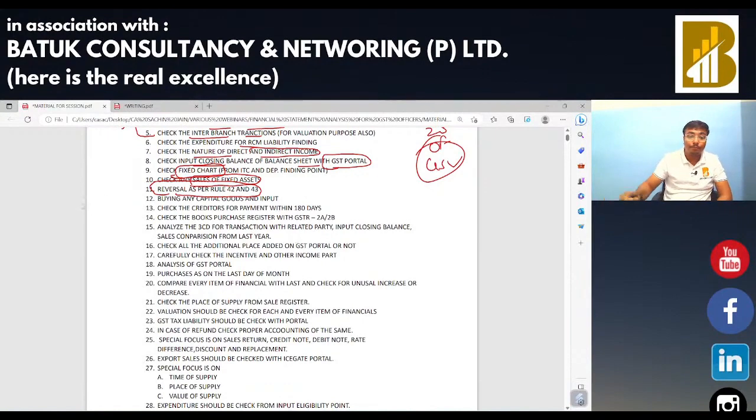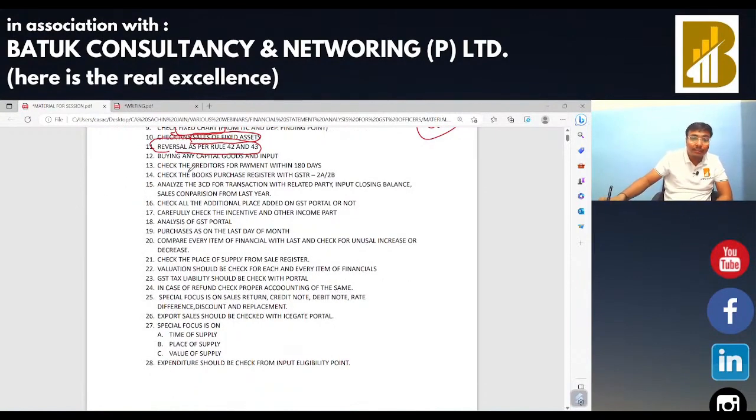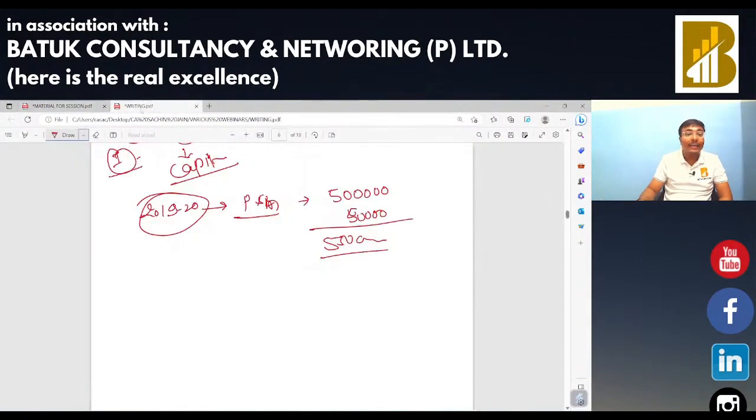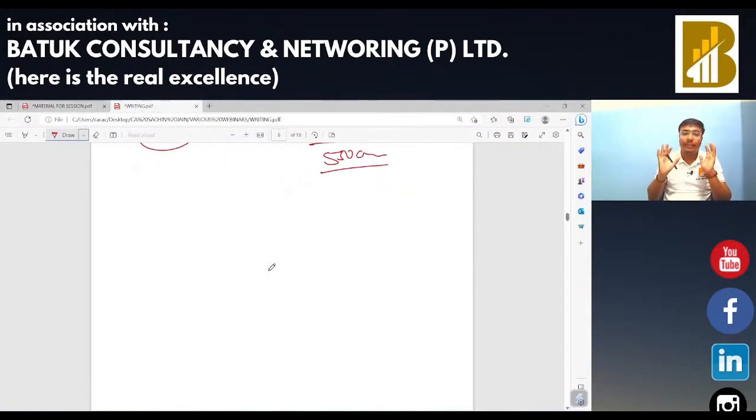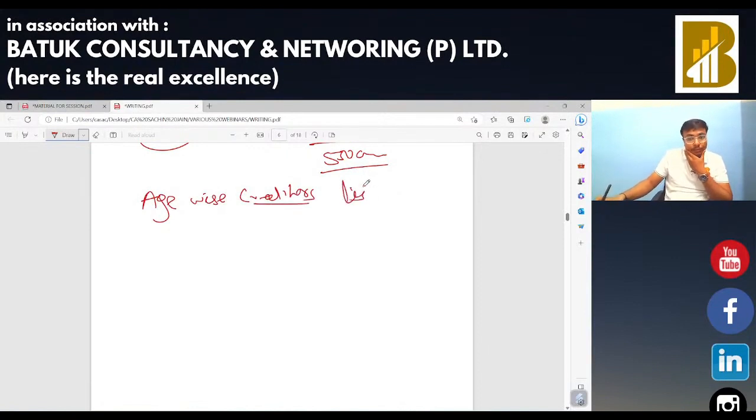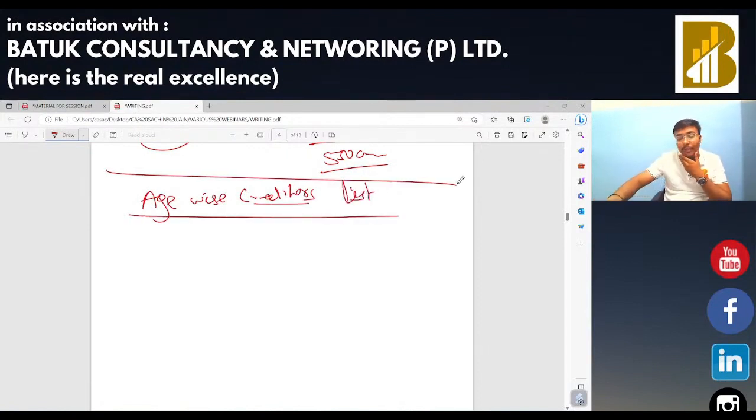Okay, sir. Now, sir, creditors within 180 days. So you need to take the age-wise creditors list from the particular party. You need to demand the age-wise creditors list from that particular entity. Sir, please provide us the age-wise creditors list. Okay. And also, whatever list he has provided, we are not going to believe that. You just need to take the ledgers of all the creditors and analyze the creditors' ledger.